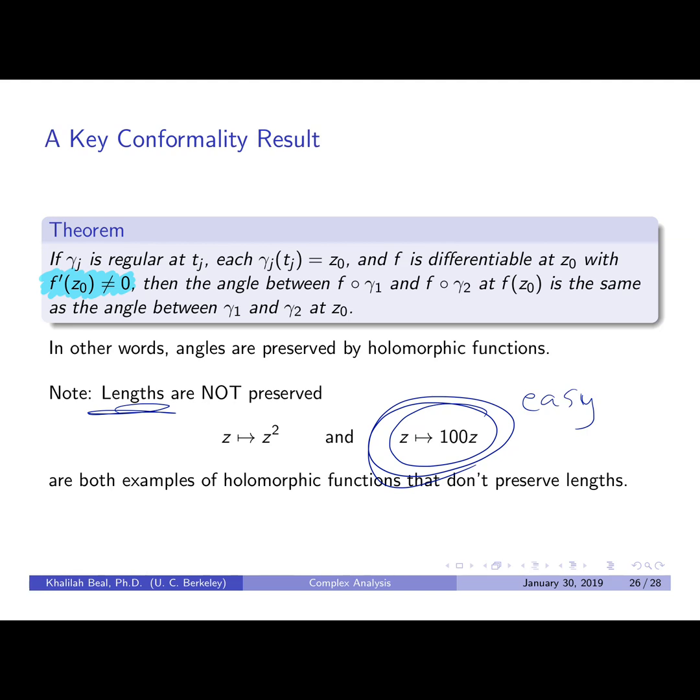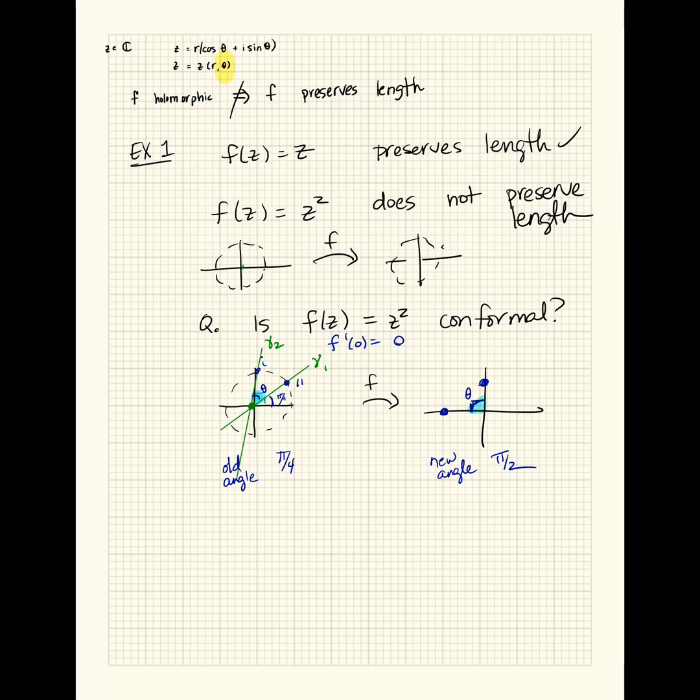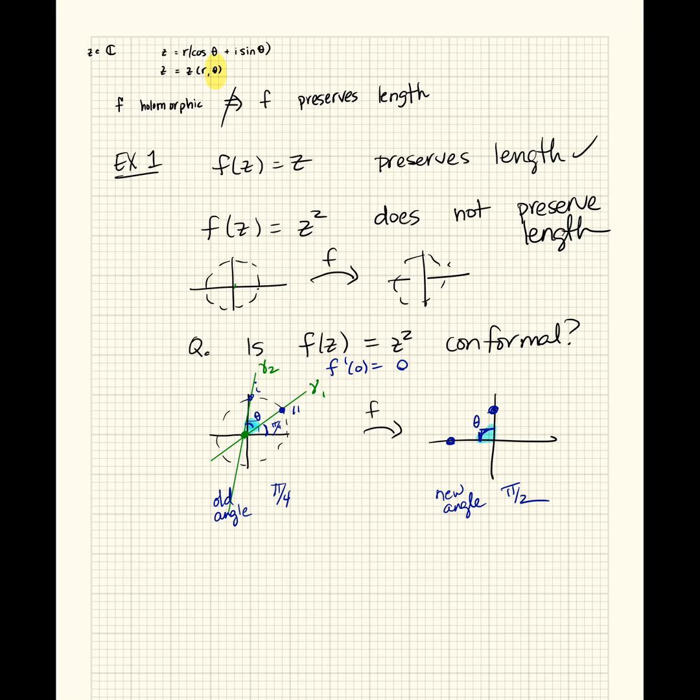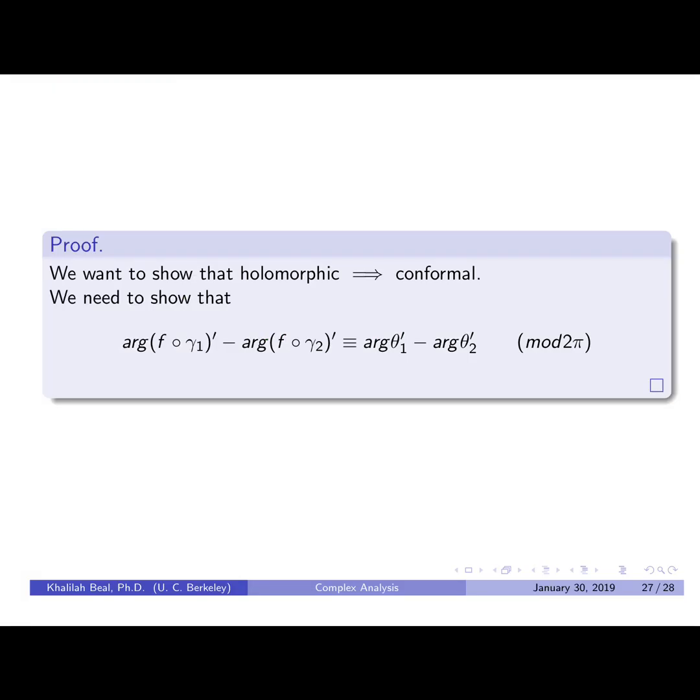In some cases, under some scenarios, angles are preserved, right? So what we need, again, is we need the gammas to be regular, which means their derivative is not going to be 0 at the point. And we also need for f prime to not be equal to 0, okay? Then we can be assured that our holomorphic function is going to be preserving angles. Okay, so let's move on to the proof.